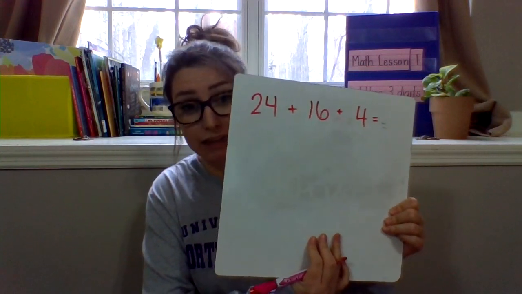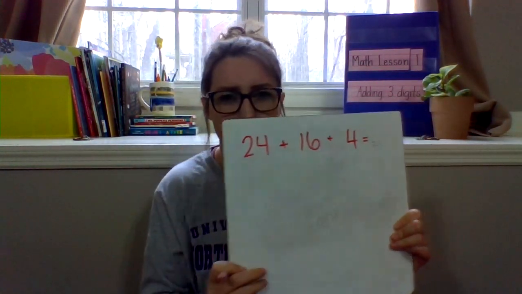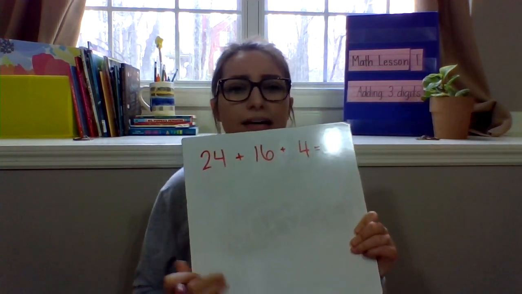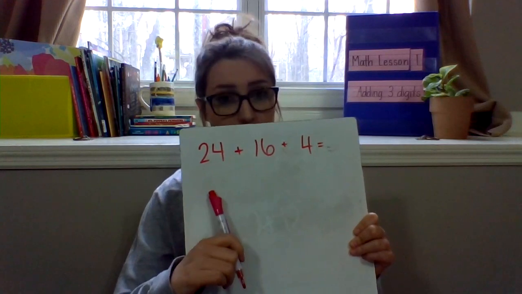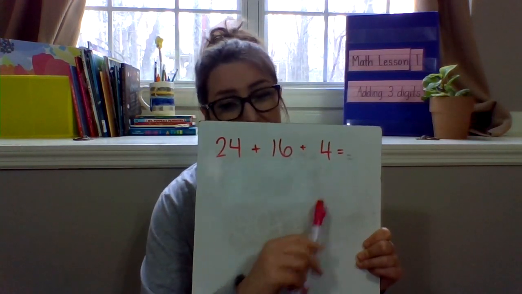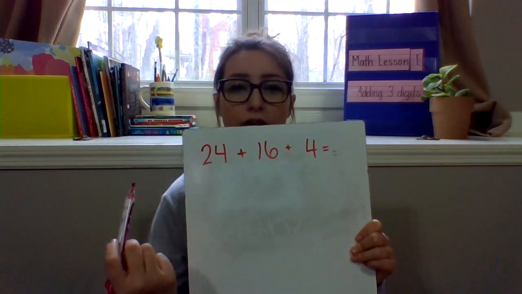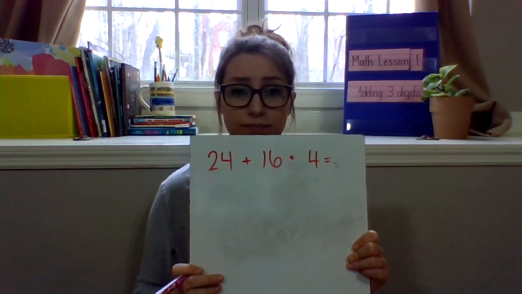24 plus 16 plus 4. Okay, well, what should I do first? I need to think about which number is the greatest. Well, 24 is the greatest. It has the most. Which number is the least? Well, 4 is the least. It has the fewest. Are there any numbers here that I could work with to make a friendly number?